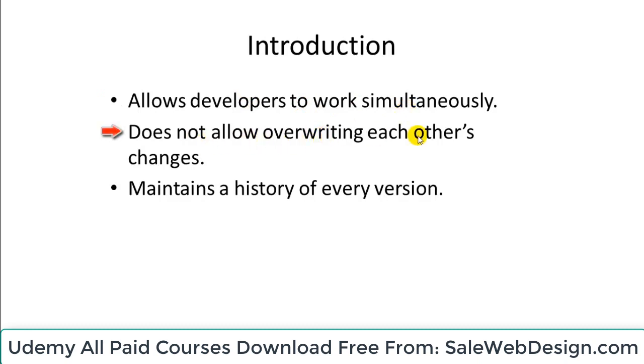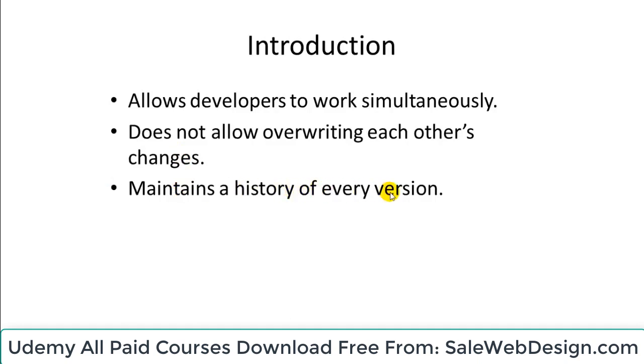It does not allow overwriting each other's changes. So as I mentioned, if a mistake is made by a developer, the developer can turn back the clock and compare earlier versions of the code to help fix the mistake while minimizing disruption to all team members. Next, it maintains a history of every version.